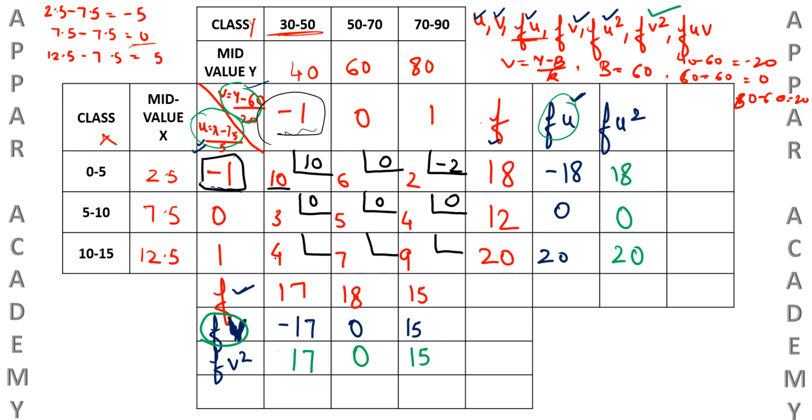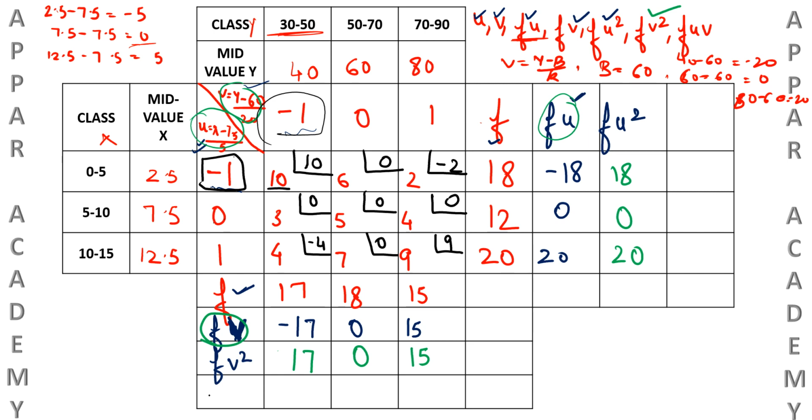For this particular combination where x lies between 10 to 15 and y lies between 30 to 50, this will be 4 into 1 into minus 1. This becomes minus 4. 7 into 1 into 0 becomes 0. 9 into 1 becomes 9. So these are FUVs for a particular combination of UV.